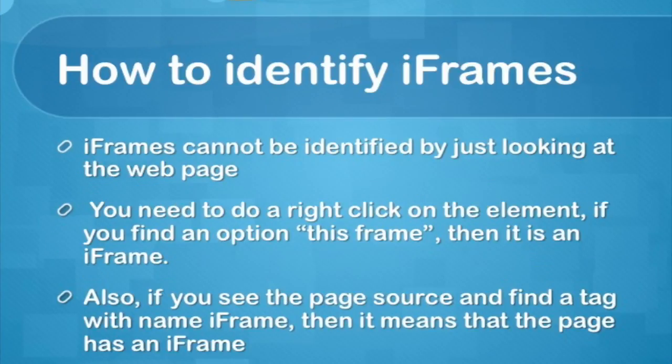Now, how can you identify iFrames? You cannot just identify them by looking at the web page. You need to do a right click on the element, and if you find an option "This Frame", then it is an iFrame. Also, you can see the page source, and if you find the tag with name iFrame, then it means that the page has an iFrame.